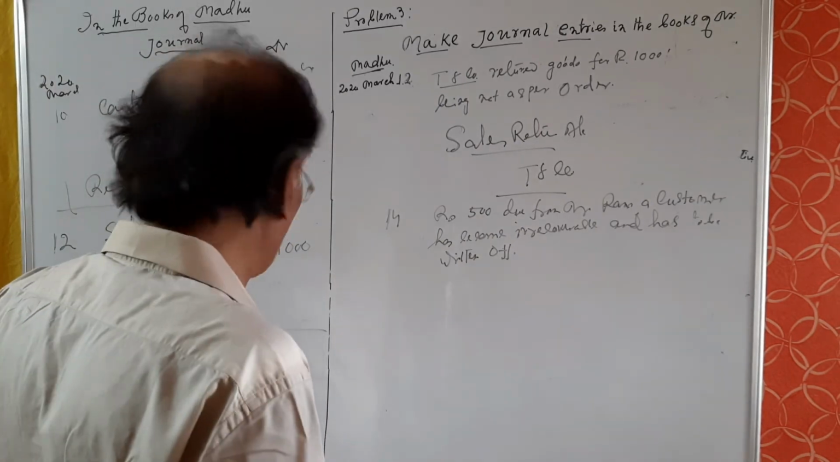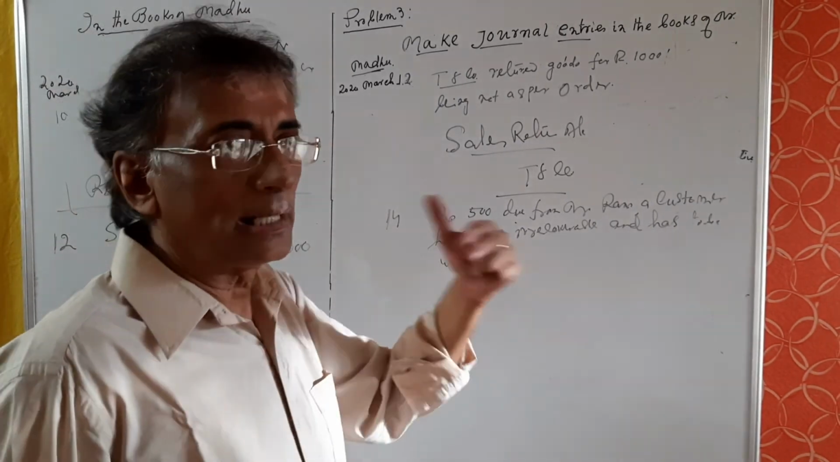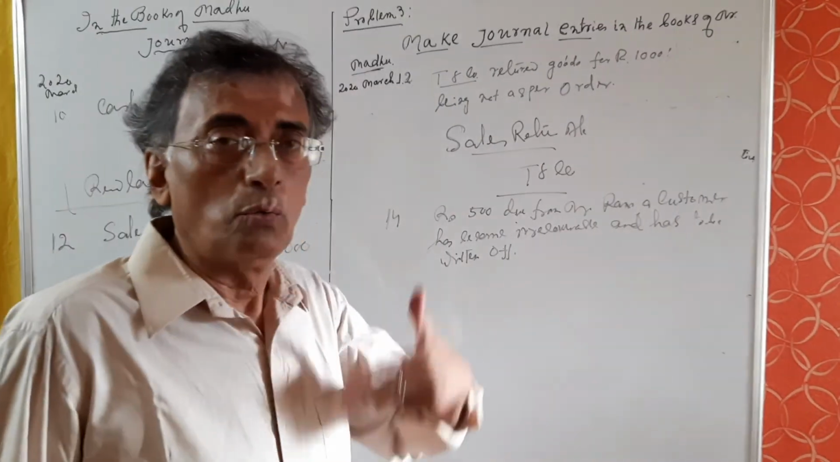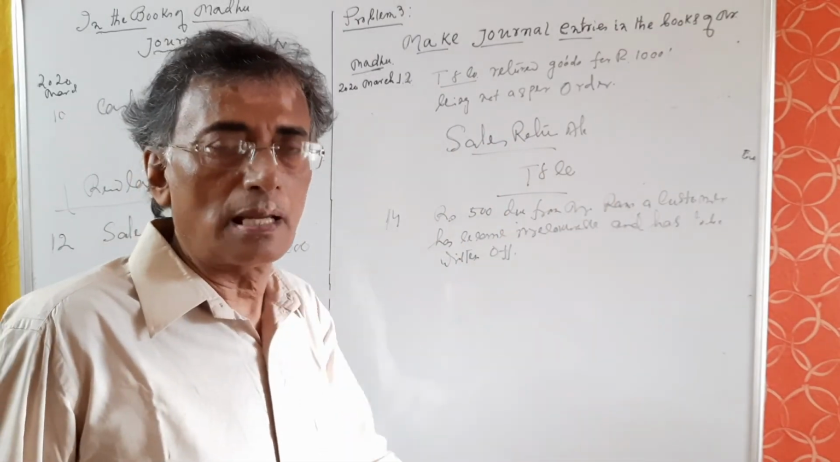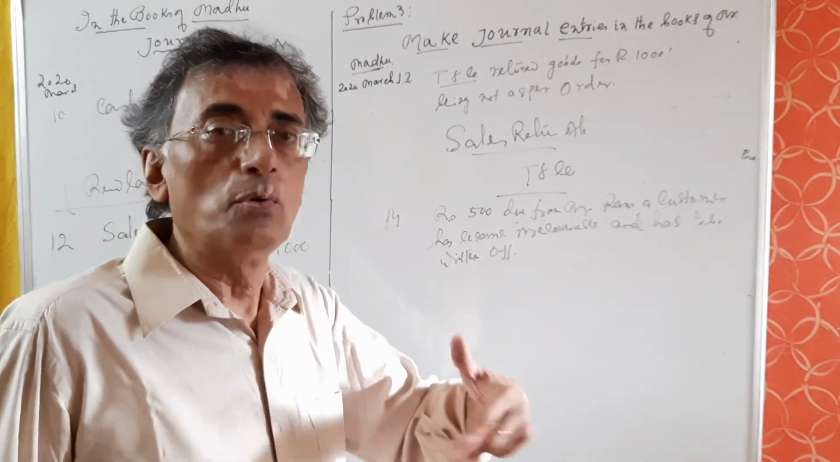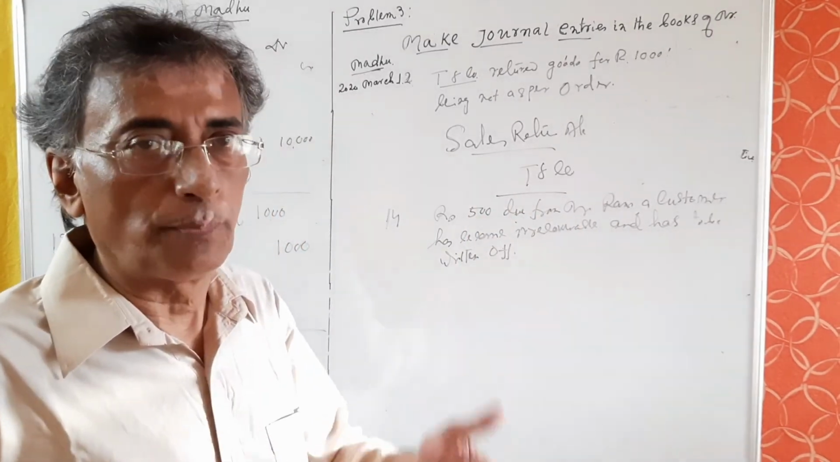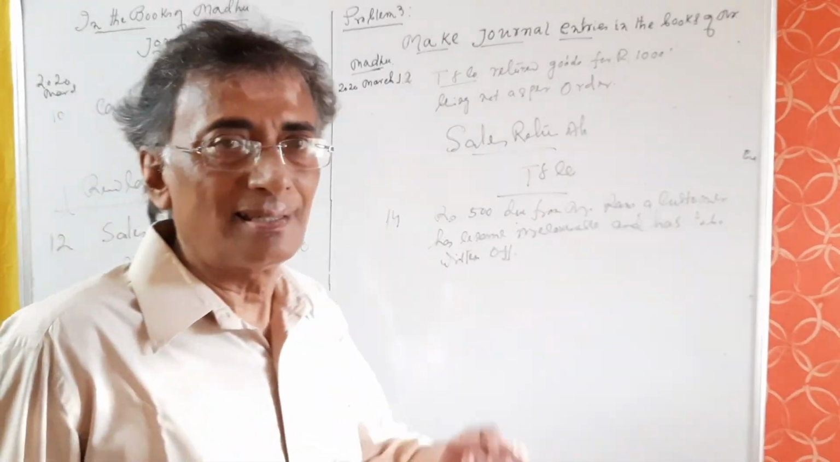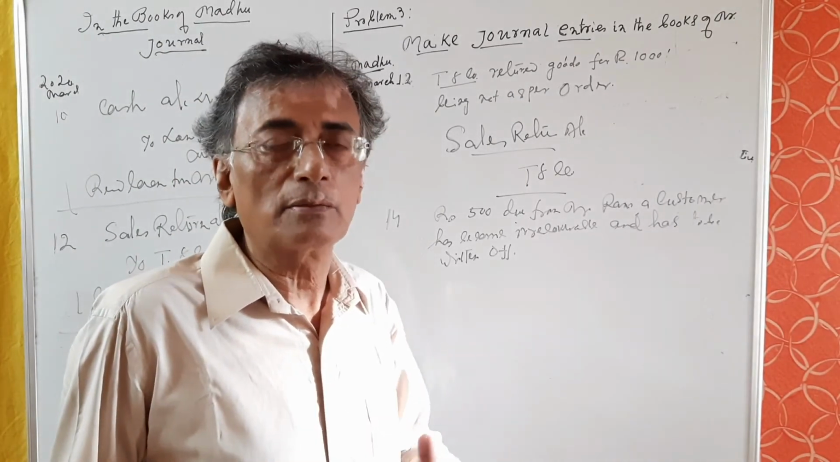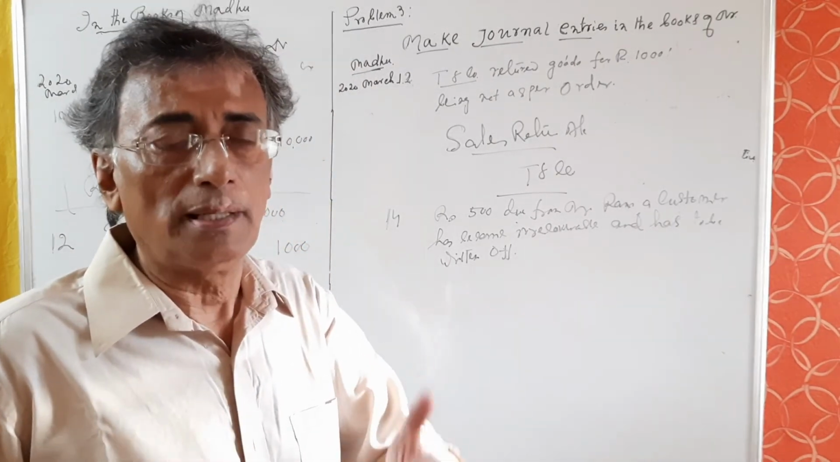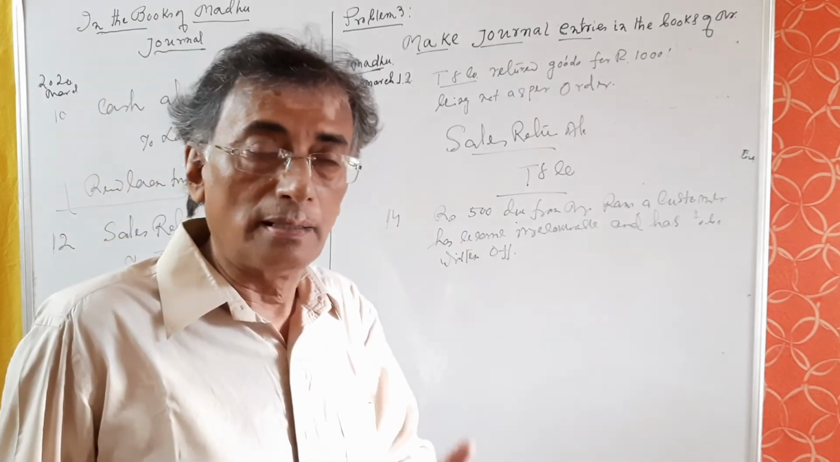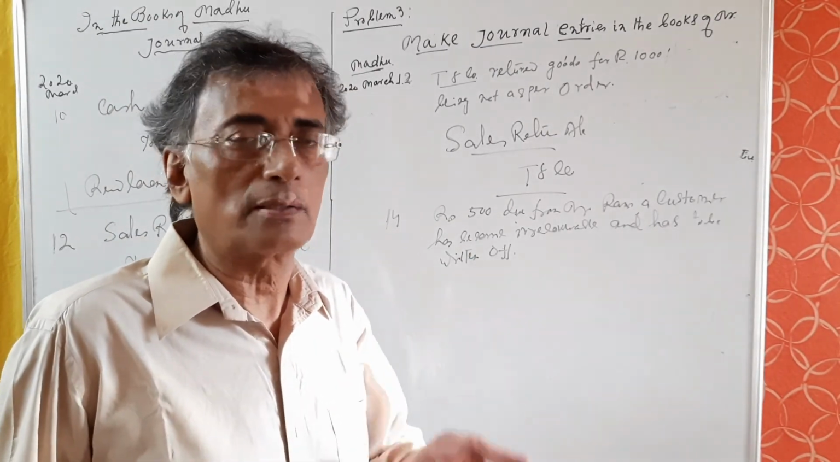Rupees 500 due from Mr. Ram, a customer. That means we sold some amount of goods to Mr. Ram previously, and Mr. Ram has failed to pay that amount to us. This is clearly bad debt. What is bad debt? Amount proved irrecoverable or unrealizable from the customers is called bad debt.